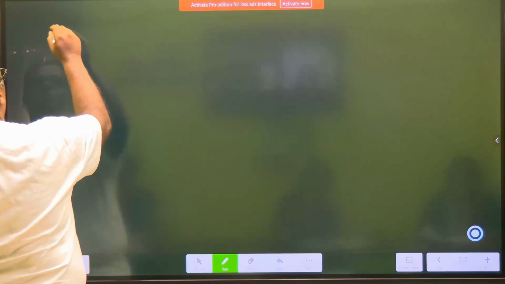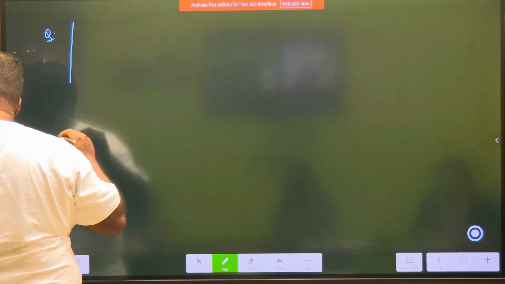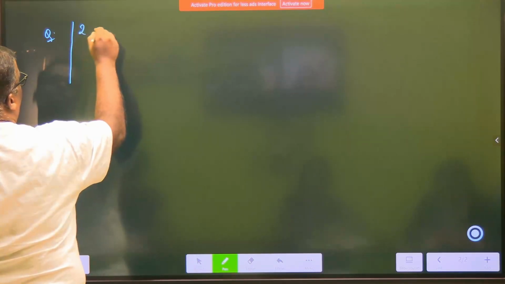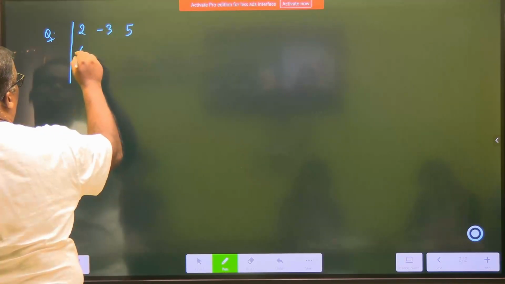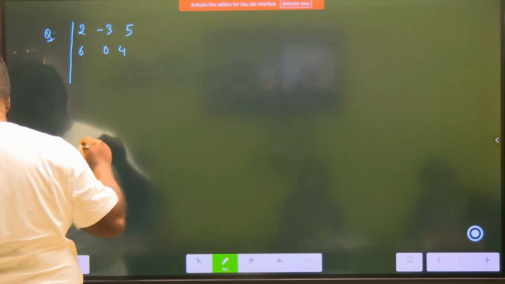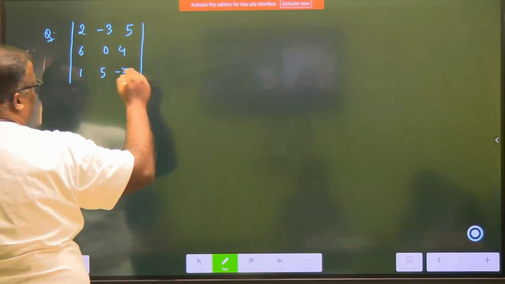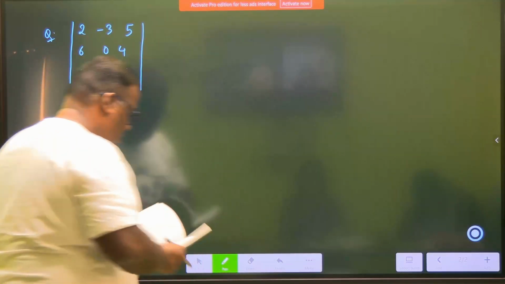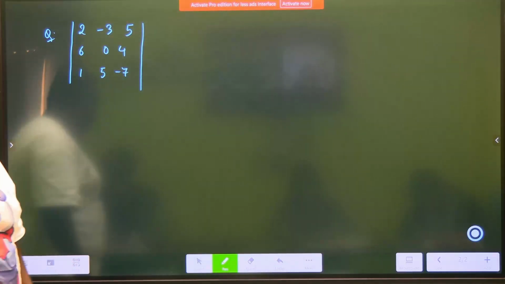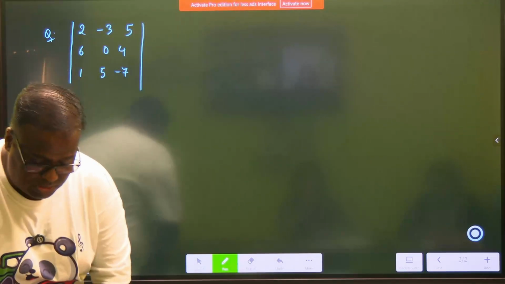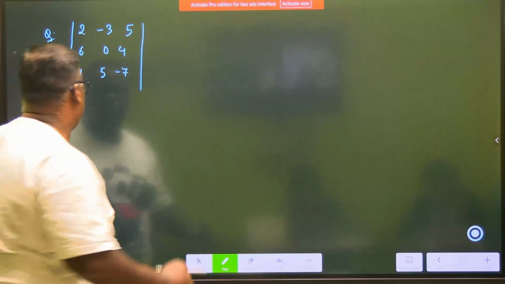I give you a determinant: 2, minus 3, 5; 6, 0, 4; 1, 5, minus 7. Your job is to list out all the minors and all the cofactors. Now, how will you do it? I've asked you to list out the minors and the cofactors. You will do it in this way.